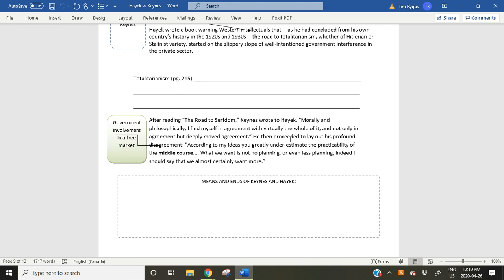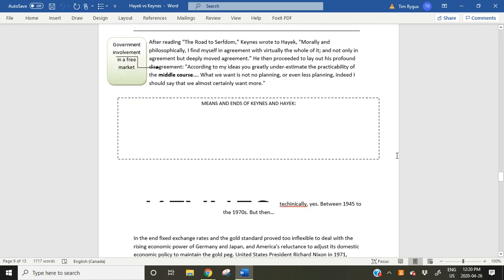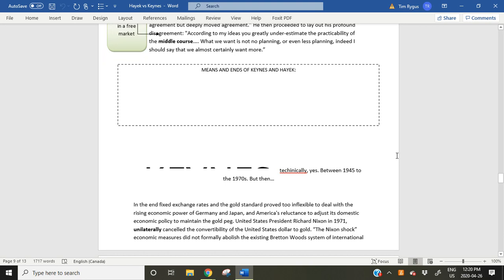What we want is not no planning or even less planning. Indeed, I should say that we almost certainly want more. So again, Keynes is arguing for government intervention in the economy. Now, the ideas of the two of them, Keynes and Hayek, influenced the 20th century to a great degree.